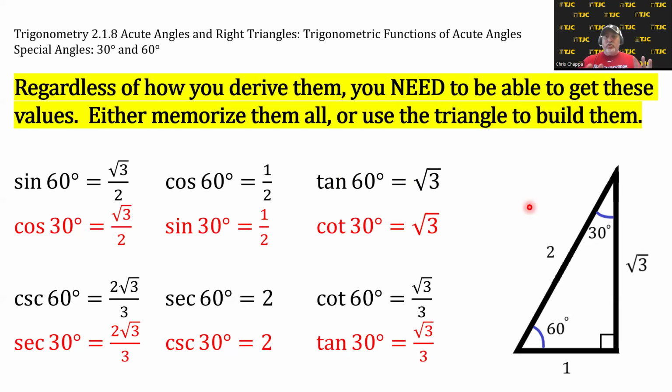Now, regardless of how you derive them, you need to be able to get these values, either memorize them all, including the 6 we saw for the other triangle, or use the triangle or triangles to build them. If you memorize them, they're faster, but it's easier to just build them from the triangles, in my opinion.